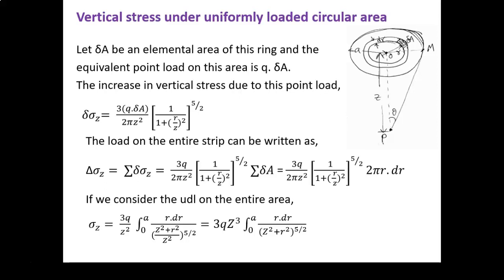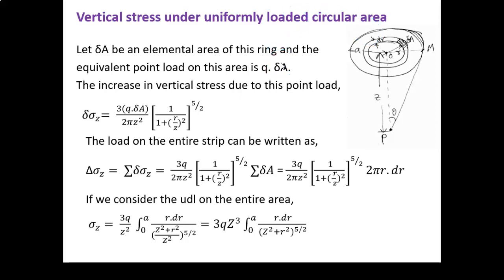Let a circular area of radius a carry a UDL of intensity q. Consider an elemental strip of radius r and thickness dr. Let delta A be an elemental area of this ring. When we multiply the UDL with this area, we'll get the equivalent point load. So the equivalent point load equals q into delta A.